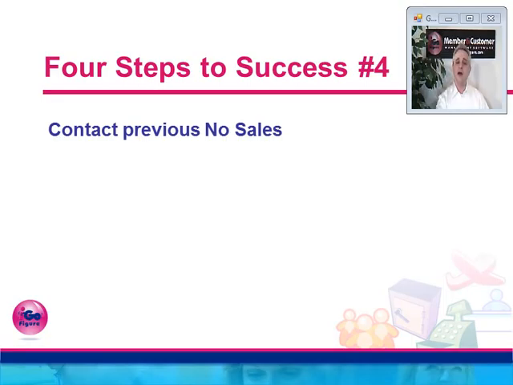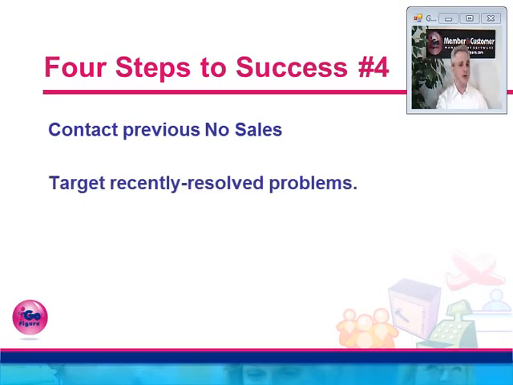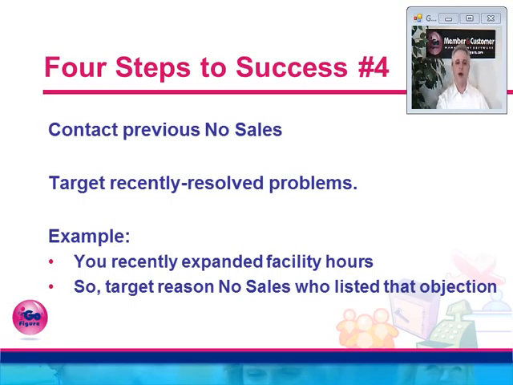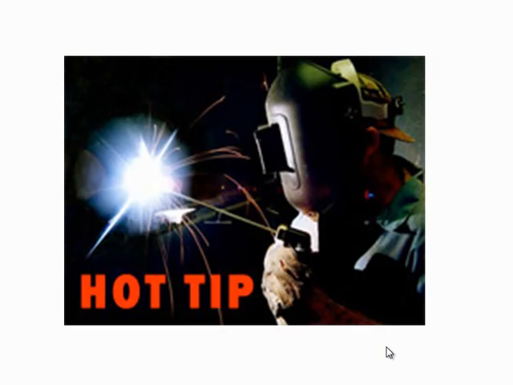And finally, contact your previous no sales, especially target recently solved problems. See if you can get them as new members. Again, perfect example, if you recently expanded your facility hours, by all means, contact your recent no sales who listed that objection and let them know about it.